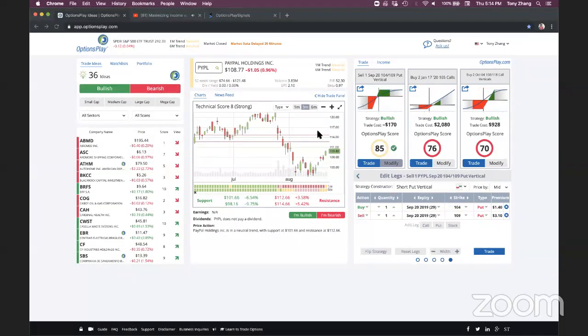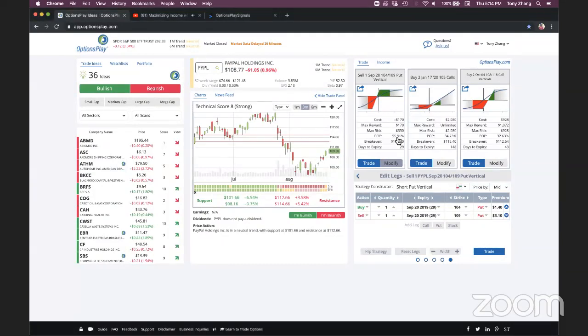Molly's saying, I noticed that the PayPal credit spread had a higher chance of success than usual, about 55%. I don't know that that's necessarily higher than usual. I think if you're referring to if we sold these really far out of the money credit spreads, then yes, but those are not the credit spreads that I would ever recommend.